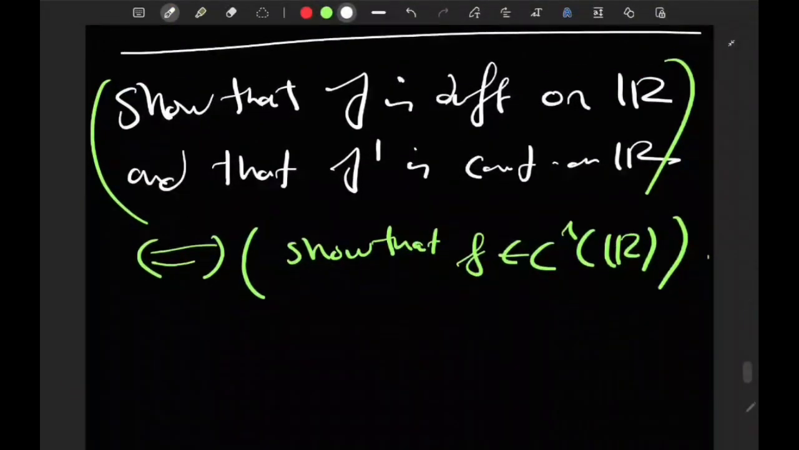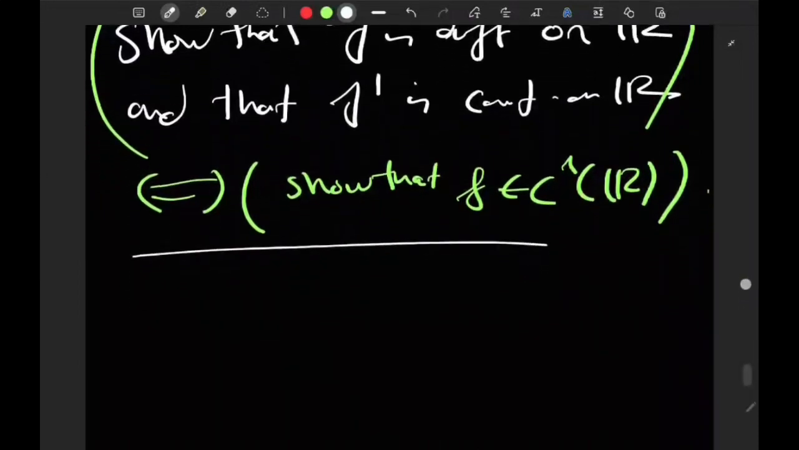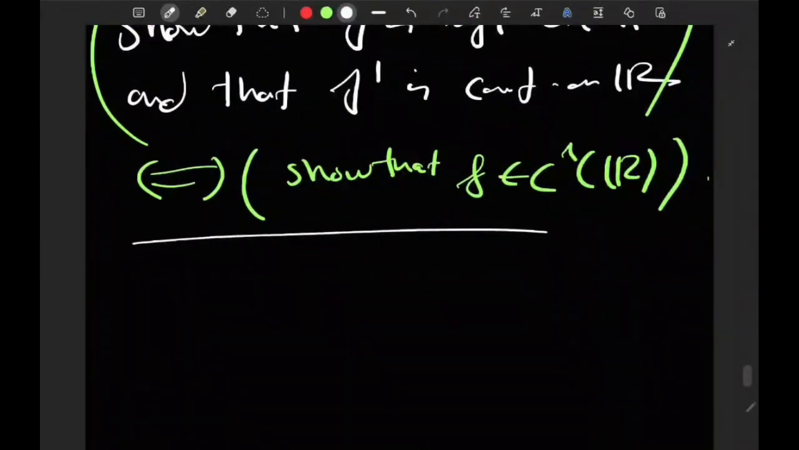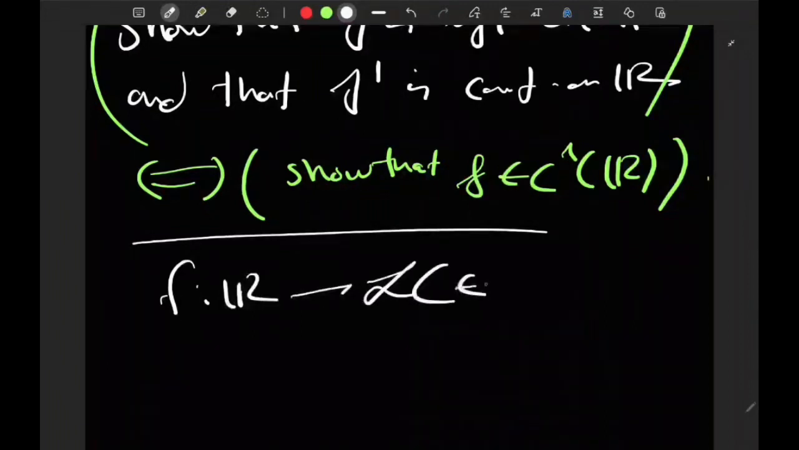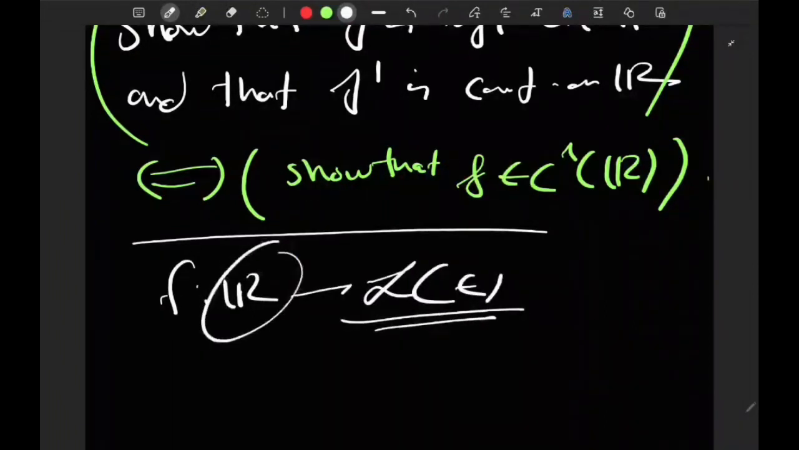And of course, naturally, the first thing we're going to do is prove f is differentiable and find f prime, and then prove that f prime is continuous. So how do we do this? We start with the definition of differentiability. Of course, f is again a map from R to L of E, so we're going into a known vector space, but our domain is the real numbers.